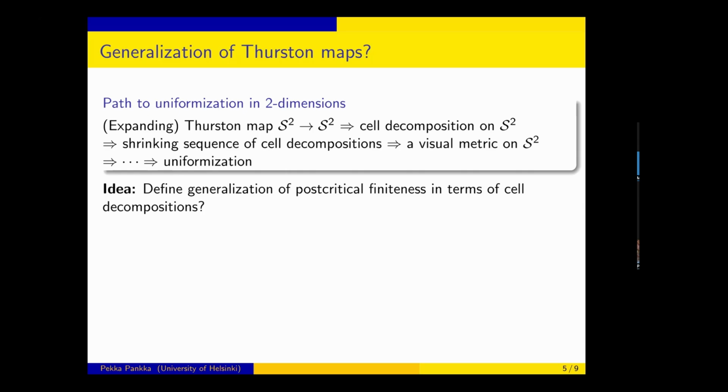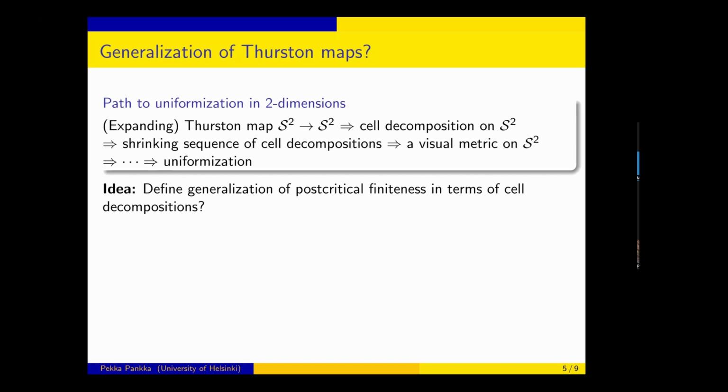And then what the expanding does for you is that if you start to pull back this cell decomposition, you will get a shrinking sequence of cell decompositions on the S2. This will give rise to a visual metric. And then when you have a visual metric, because then you have the real proof, real things happening, and then you get to the uniformization.